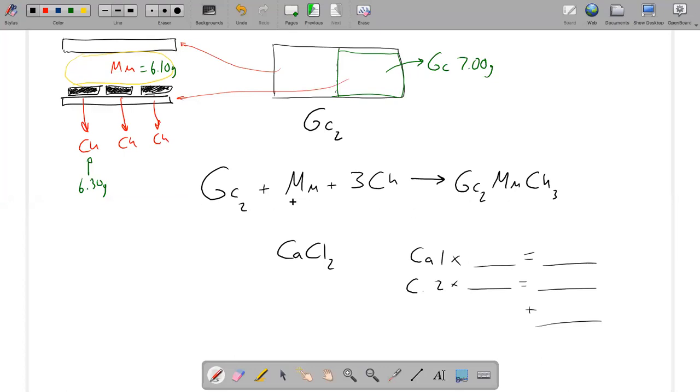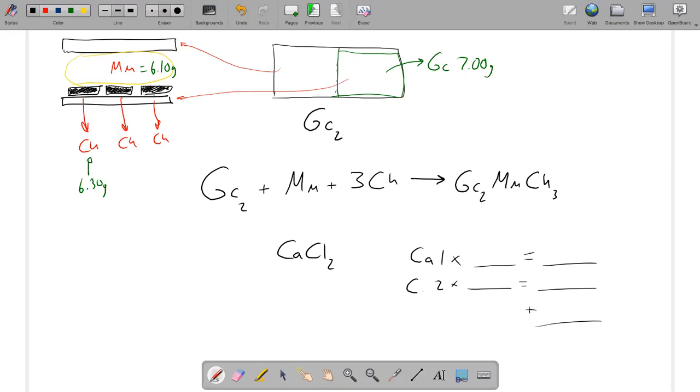So this is like the balanced chemical equation, because it has 2 graham crackers on each side, 2 GCs, 1 marshmallow on each side, and instead of 3 separate pieces of chocolate, those 3 pieces of chocolate are integrated together into the cookie, so it's CH3. But that equation is a balanced chemical equation.